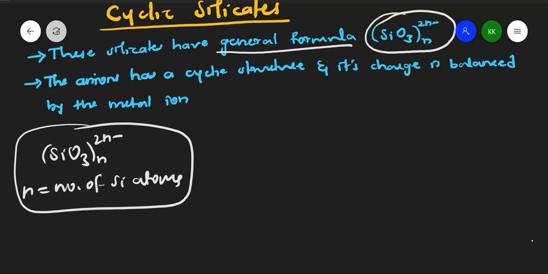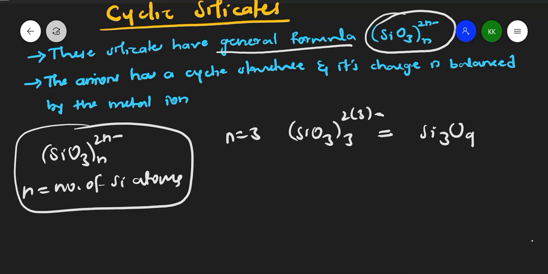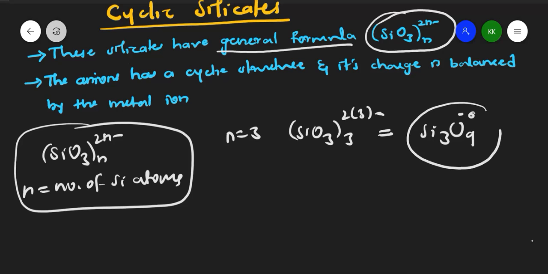For example, if n is equal to 3, then what will I get? SiO3 three times, and 2 into 3 is 6 minus. So it will be Si3O9 6 minus. So this will be the formula. This is the anion, because it has a negative charge, and it will form a cyclic structure.